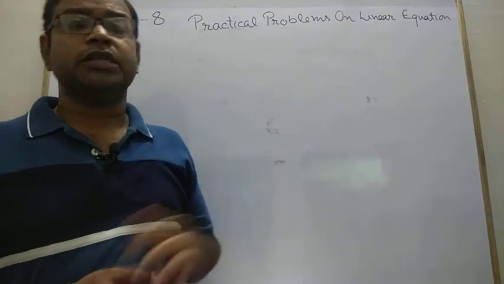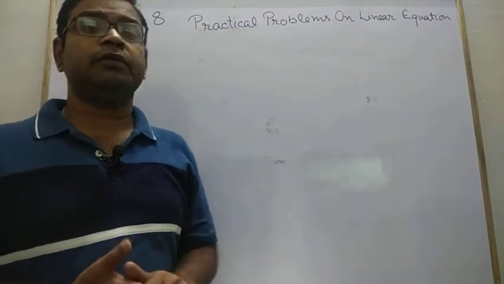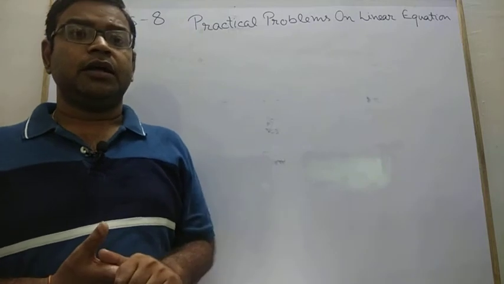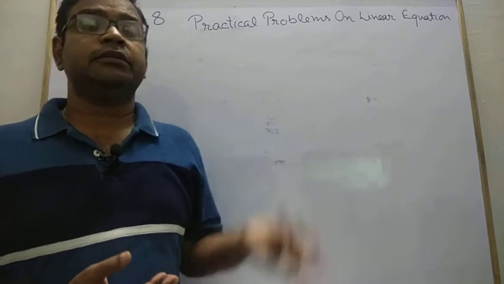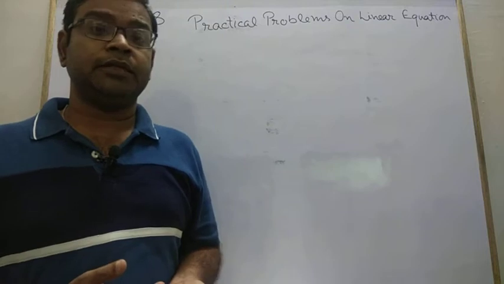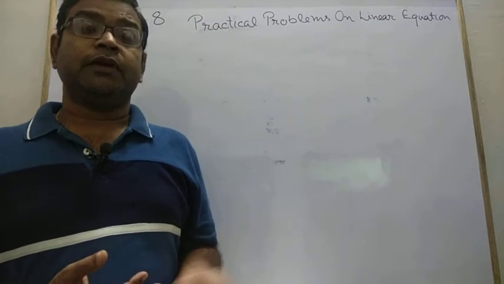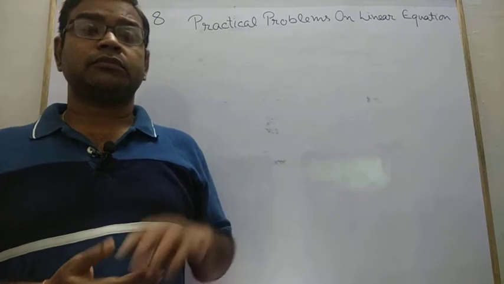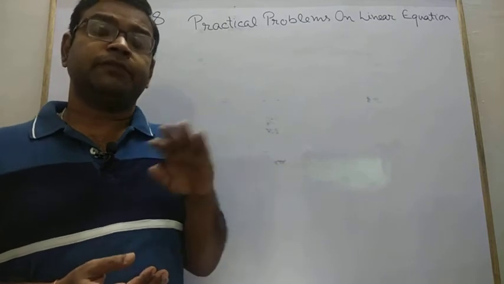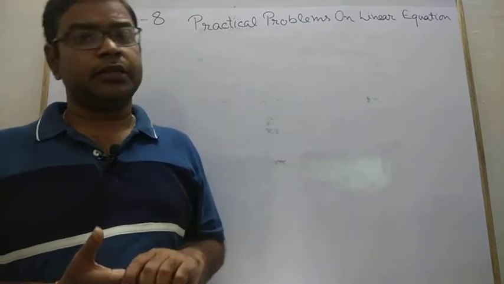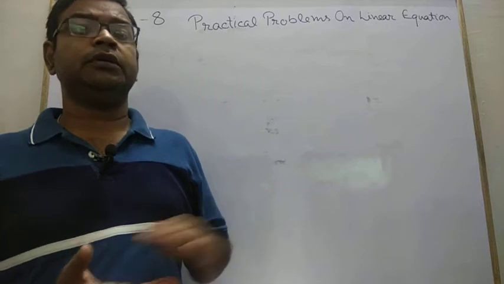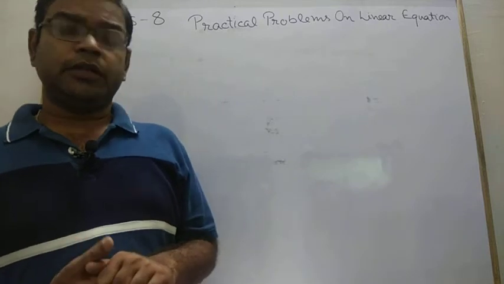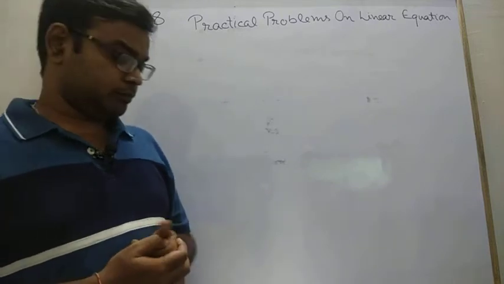Suppose a question says that the sum of two given numbers is this, and one number is double the other number. Find the numbers. For such problems, you first have to frame the linear equation, then solve for the variable, and you have the correct answer. Let's discuss some questions.